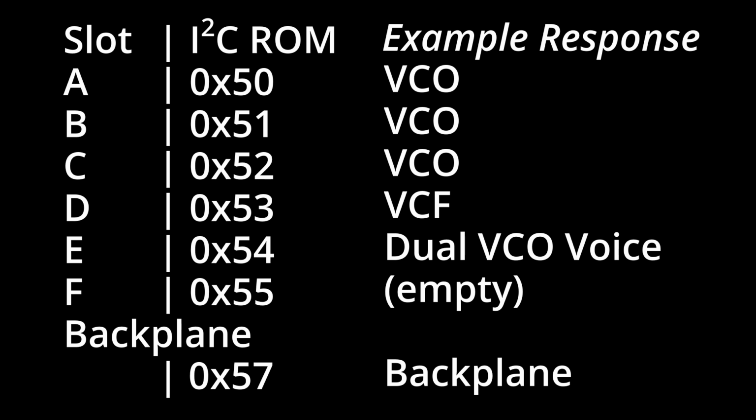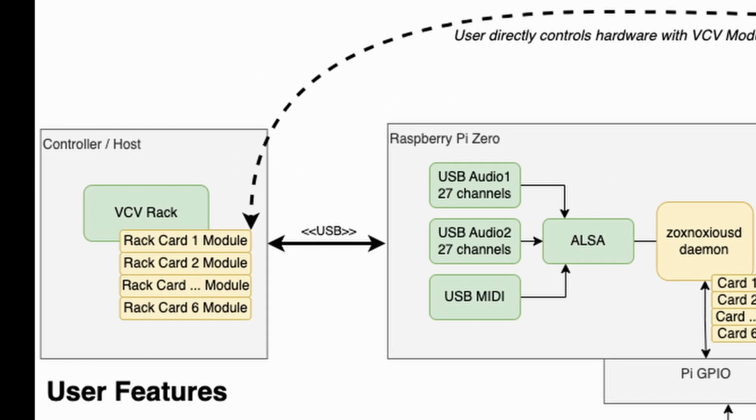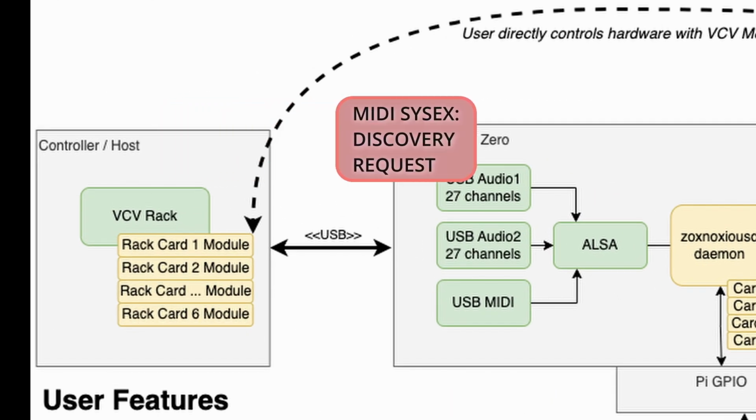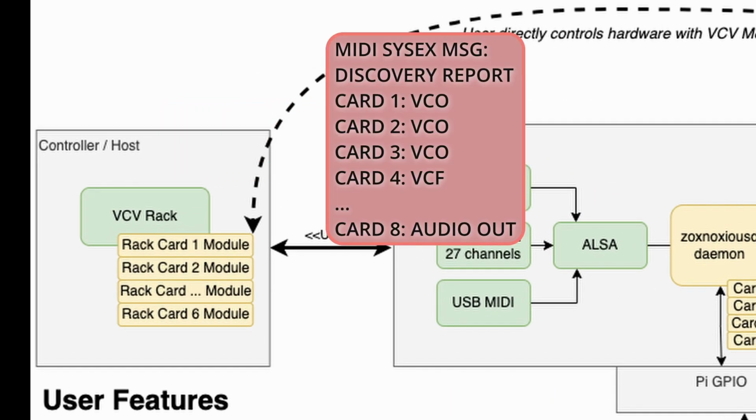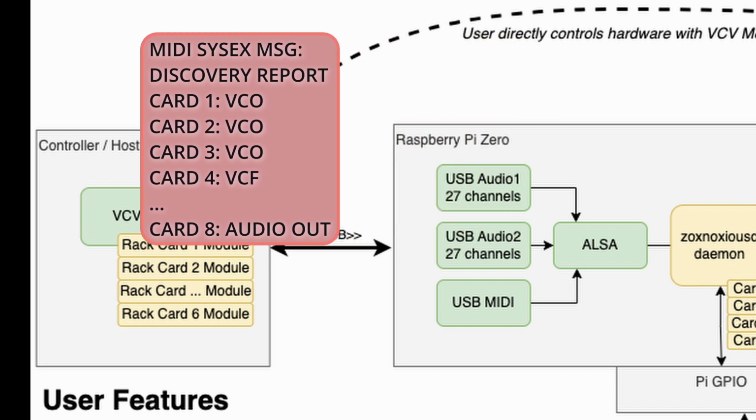The list of installed voice cards is communicated to the VCV Rack front end via MIDI. In the first deep dive video, I discussed the discovery request and discovery report messages. Those messages are based on the I2C queries I just discussed.